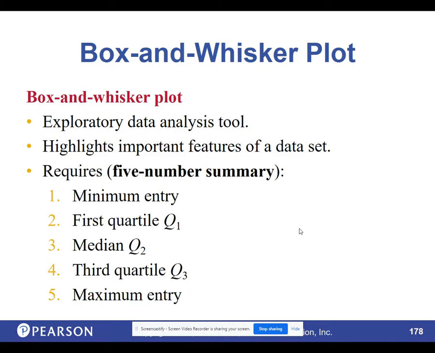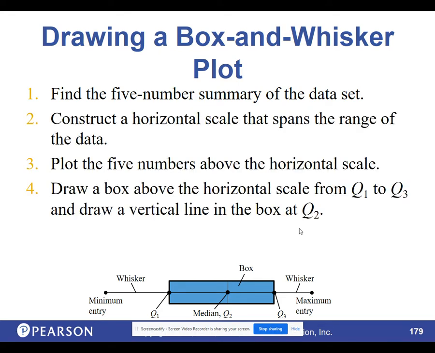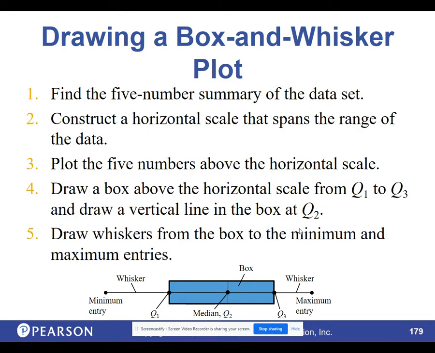So, let's do a box and whisker plot. This is a summary. Remember the parts of a box and whisker plot. The box is the interquartile range. Each of these little lines is called a whisker. They go from the first quartile to the minimum and from the third quartile to the maximum.